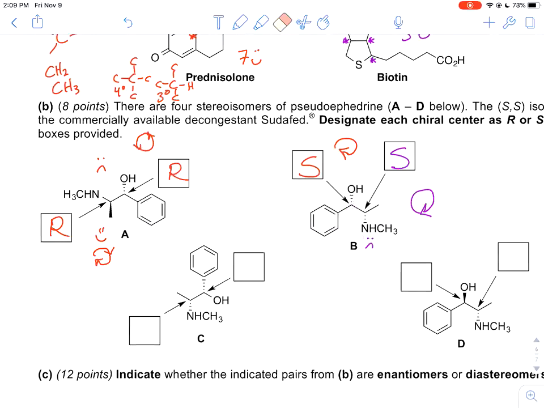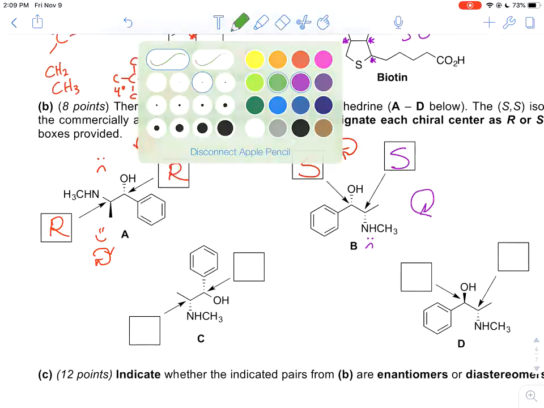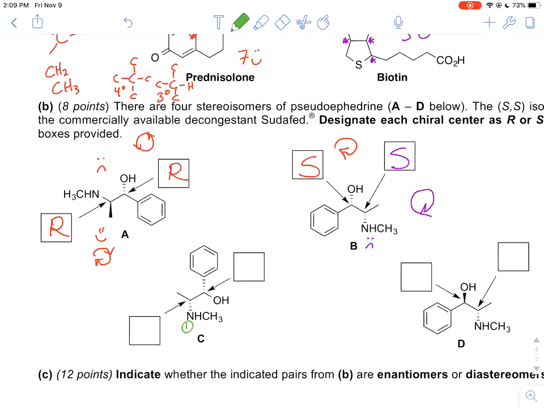Next, we have priority 1, 2, 3. We're looking at it the wrong way because the hydrogen is coming towards us. Looks like 1, 2, 3, S, actually R.